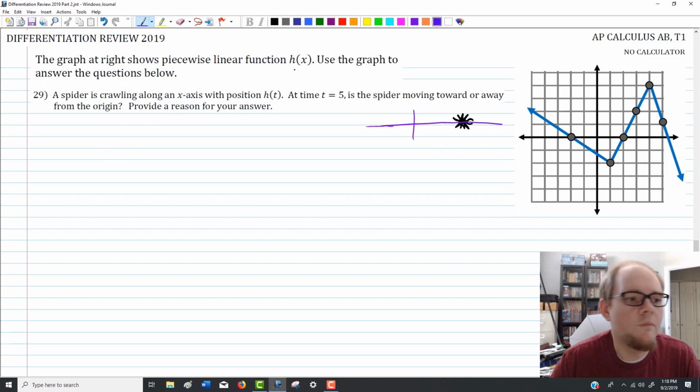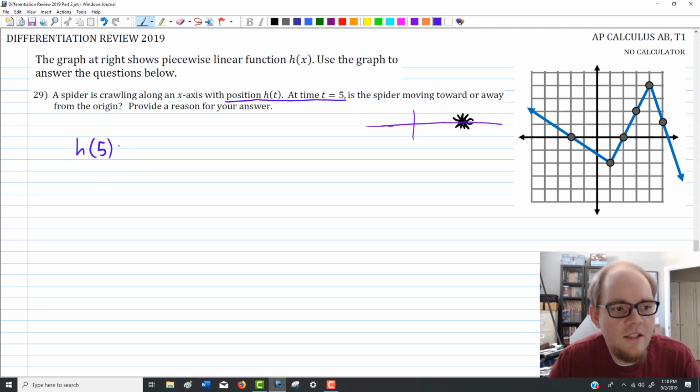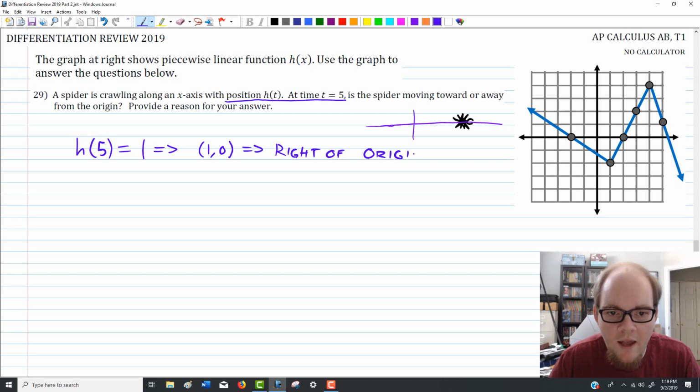So first thing we want to hit, we want to figure out first where is the spider at 5. And since it says that position is h of t, his position at t equals 5 is going to be h of 5. Lucky for us, h of 5 is at x equals 1. So what that tells us is that since he's crawling on the x-axis, he's at position 1, 0 for the moment. So that means that the spider is to the right of the origin. So as of this moment, my picture that I have drawn up above with the spider is totally accurate. We have a correct picture, he's on the right.